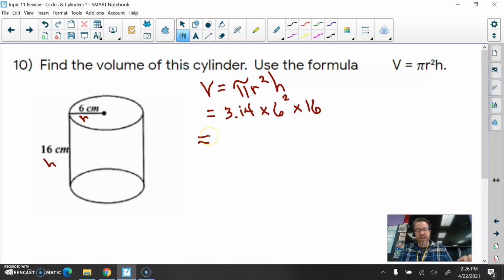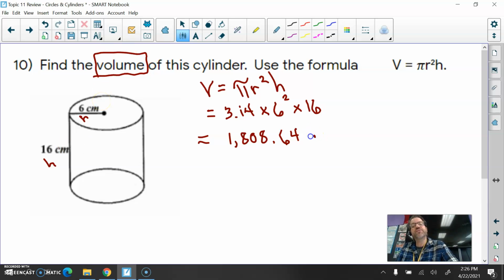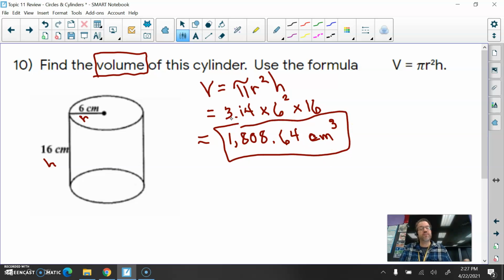All right, and then I'll grab my calculator. We know 6 squared means 6 times 6, which is 36. So I'm just going to take 3.14 times 36 times 16, and that equals 1,808.64. 1,808 and 64 hundredths. Volume is always cubic units, and we're working with centimeters here, so it's cubic centimeters. We'll put cm cubed. So 1,808.64 cubic centimeters. There you go.